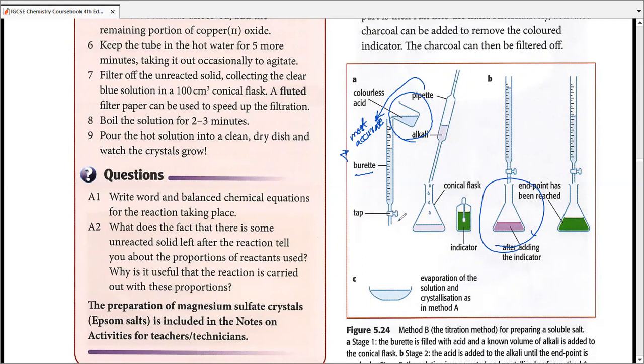Now, burette is the only one which has a tap at its bottom. Pipettes, beakers, flasks do not have this kind of leverage. Again, they're not designed this way. Are we clear?